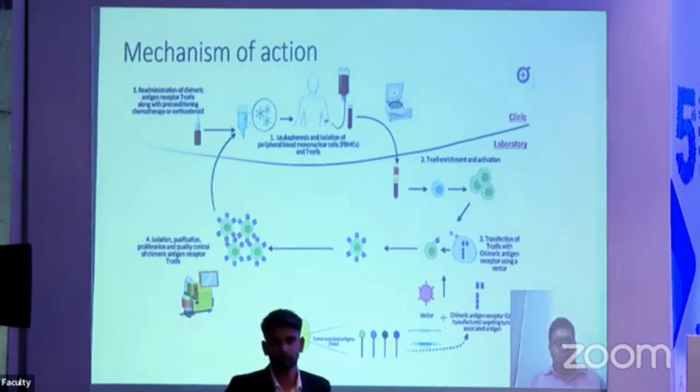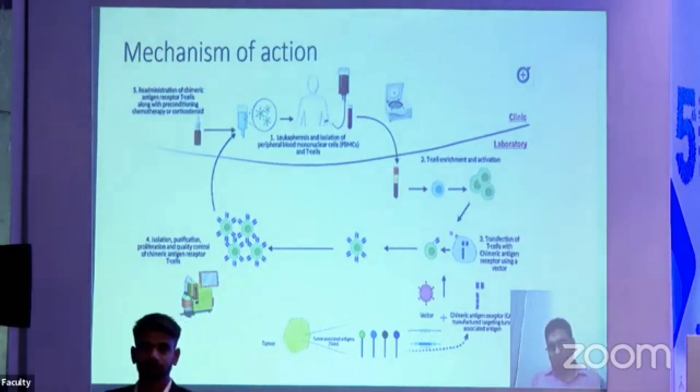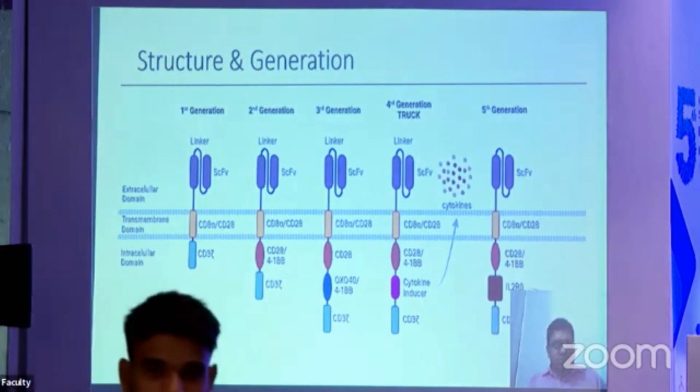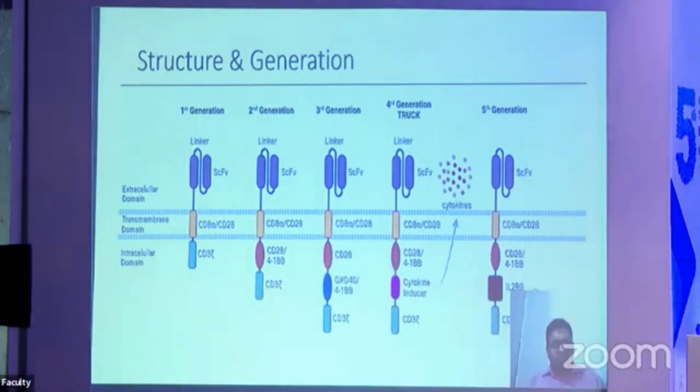Now, these CARs, when administered in the body, would react with the tumor and lead to tumor lysis. And that's the basic principle of CAR-T. Now, CAR-T, today we have 5 generations. The structure of any CAR-T has an extracellular domain, a transmembrane domain, and an intracellular domain. Now, for the students, the extracellular domain and the transmembrane domain don't change with the generation of the CAR-T. What changes is the intracellular domain.